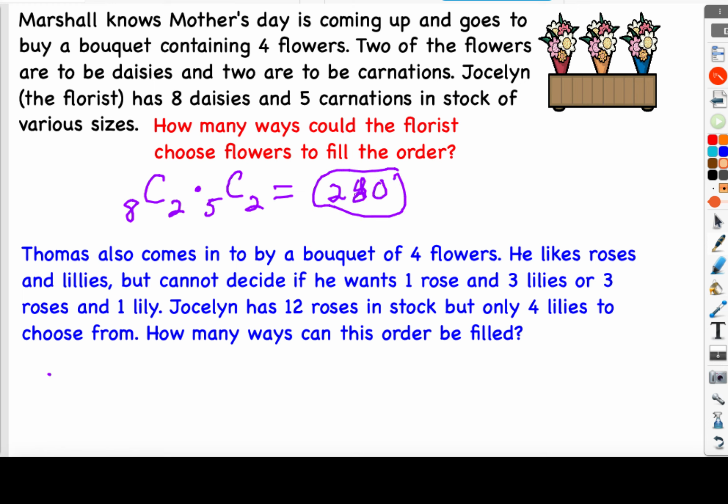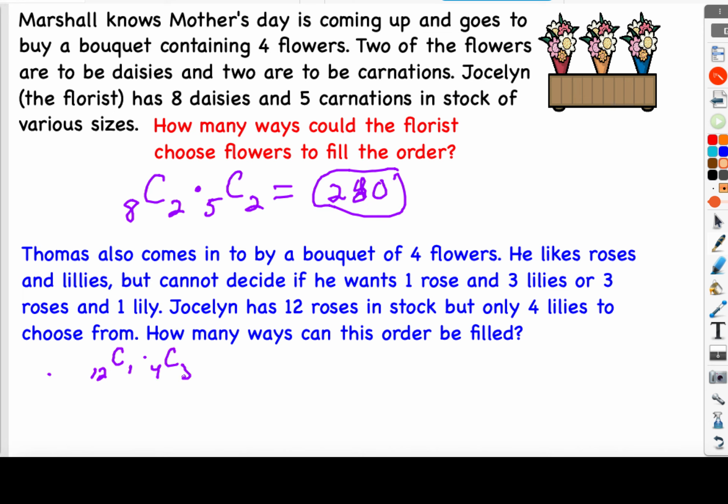Right? Thomas comes to buy flowers, but he could do 1 rose and 3 lilies, 3 roses, 1 lily. He's not sure the difference here if you read through that question. And we've got 12 roses to pick from and 4 lilies. Well, how can we fill that order? Well, what if we chose, of the 12 roses, right, we're going to choose 1 of those. And at the same time, right, we've got to choose from the 4 lilies. We're going to choose 3 of them.